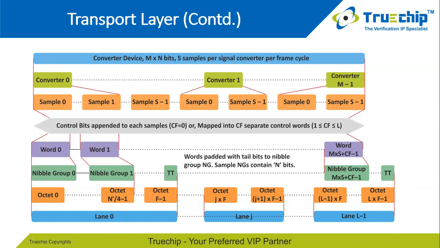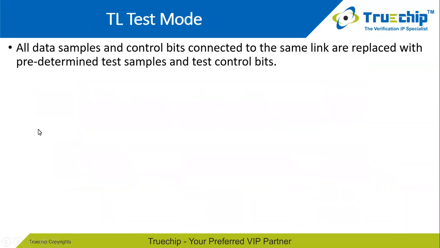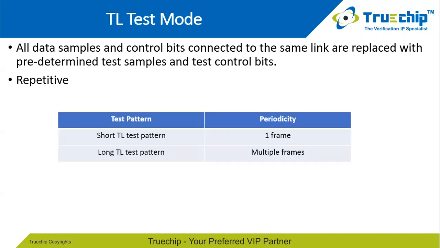So moving on to the next slide, the next feature of transport layer is TL test pattern, where we have already discussed that the user samples and control bits are replaced by predetermined test samples and test control bits. This pattern is repetitive in nature, and based on its periodicity, it is further divided into two types. That are short TL test pattern with a periodicity of one frame and a long TL test pattern with a periodicity of multiple frames.